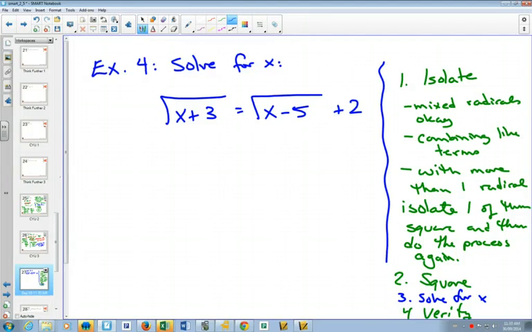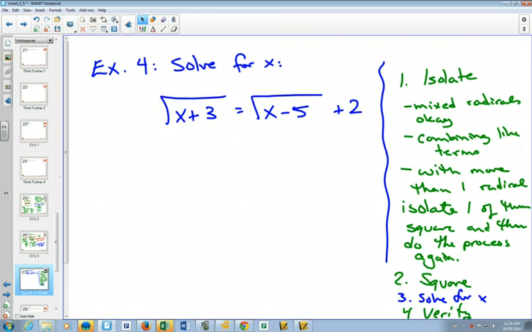So there's our steps again. Isolate. And the isolate thing adds layers of complexity as we've gone to different kinds of questions. But for this one, we have 2 square roots. These square roots are not like radicals. So if we tried to combine them, we wouldn't be able to. So then what we do is, with more than one radical, isolate one of them. Can you see that the square root of x plus 3 is already isolated? It's already by itself on one side. So then what we're going to do is we're going to square it and see what happens.